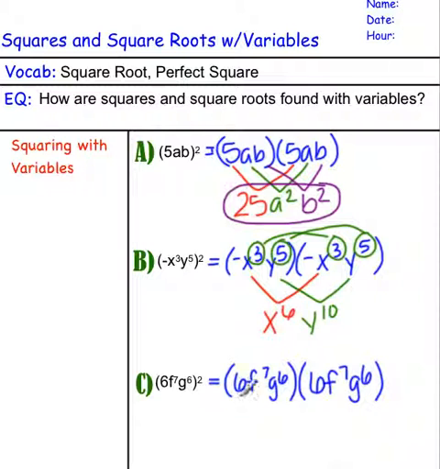We first start with our 6 times 6, which is 36. Then we move on to f to the 7th times f to the 7th, which is f to the 14th, because 7 plus 7 is 14. And then we take g to the 6th times g to the 6th, which is g to the 12th.